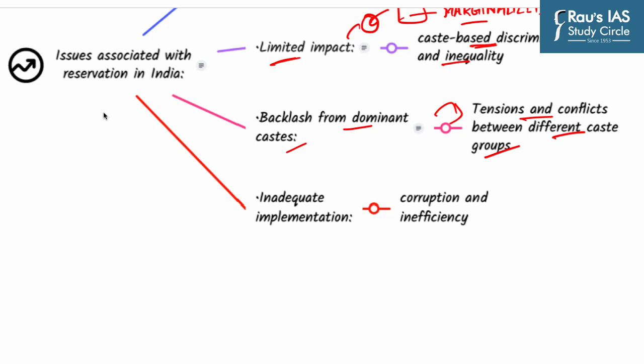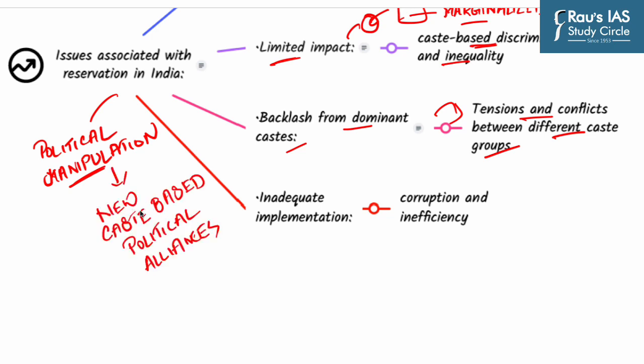violence. Another important issue is political manipulation, and this is quite important. Reservation policies have been used by political parties as a tool to gain votes and maintain power, and this has led to creation of new caste-based political alliances and the use of reservation quotas as a bargaining chip in electoral politics. Next issue is inadequate implementation.